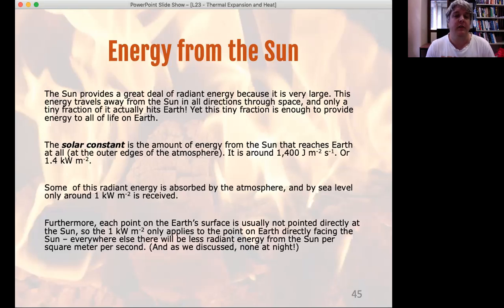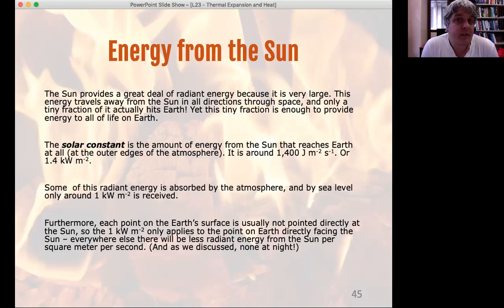The solar constant is the name we give to the amount of energy from the sun that reaches Earth at all. So as I said, most of it's going in other directions, only a tiny bit is heading towards Earth. That tiny bit that does reach Earth is around about 1400 joules per square meter per second. Joules per second is watts, it's power. So we can also say that as 1.4 kilowatts per square meter.